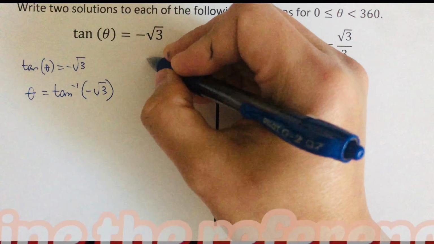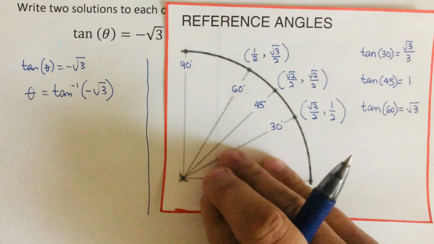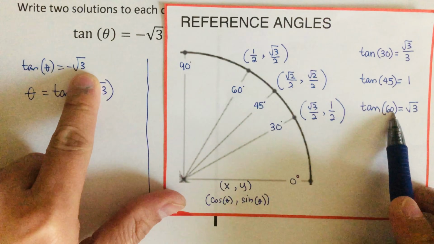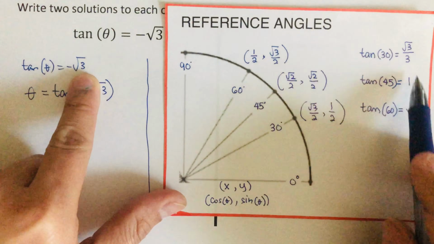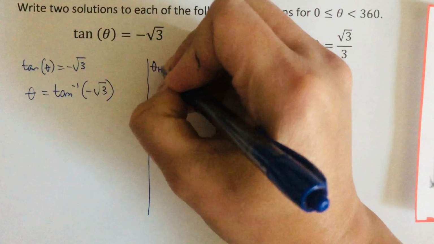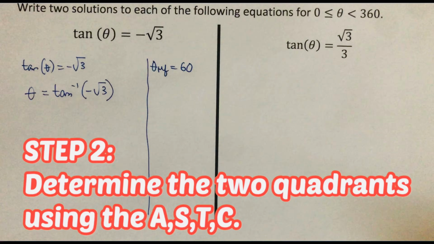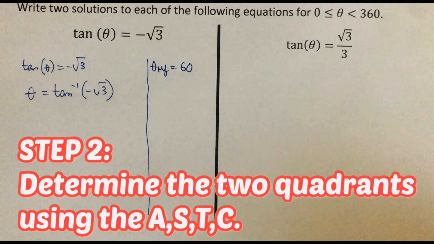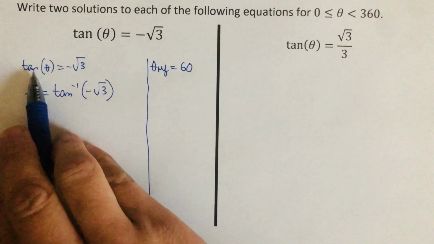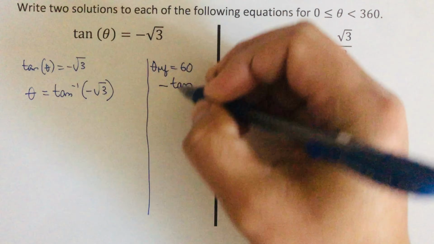So the first step that we are going to do is to determine the reference angle. So we go back here. So let's look for the tangent that has square root of 3, and that tangent is on 60 because that one is not square root of 3, so it's on 60. So which means that our reference angle then is 60. Now we move on to the second step. We determine the quadrants using the ASTC, or all students take calculus. So looking at this, we have a tangent at the same time negative. So we are looking for the negative tangent on the quadrant.